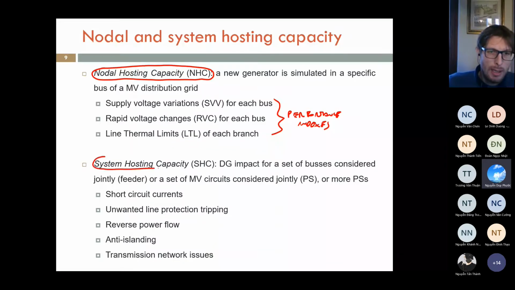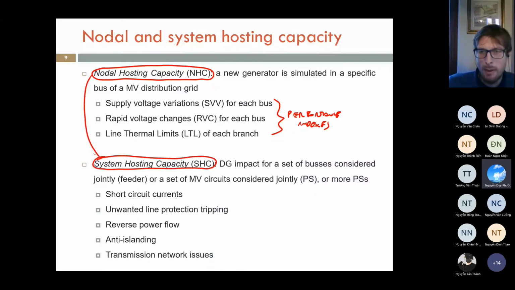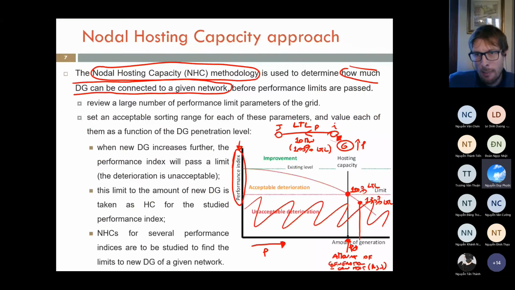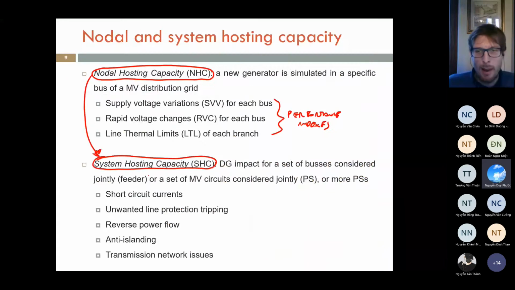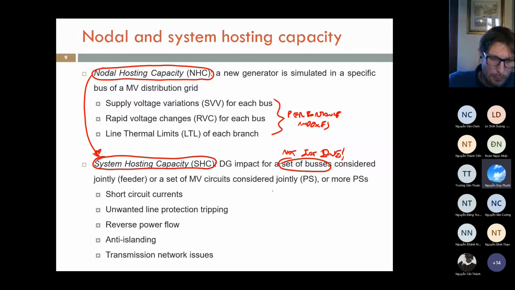When instead I'm considering the system hosting capacity, I'm moving from one node to the system. If you remember this scheme, this is called nodal hosting capacity because I'm studying each node separately from the others. The system hosting capacity considers a set of buses, and not just one, which can also be the entire distribution network, and I check these performance indexes: short circuit, line protection tripping, reverse power flow, anti-islanding, transmission network issues.